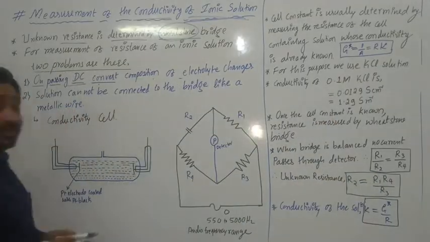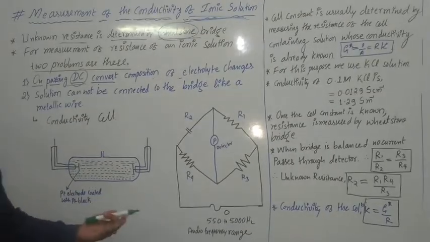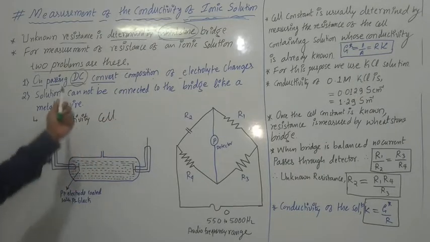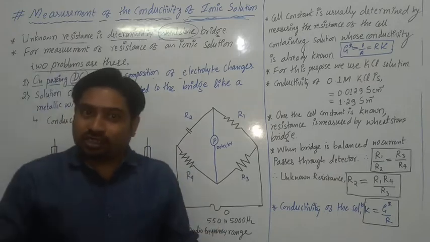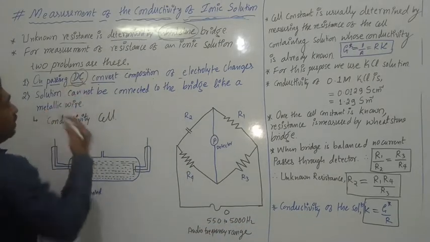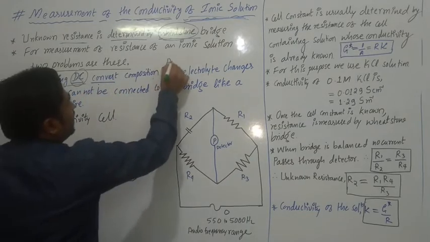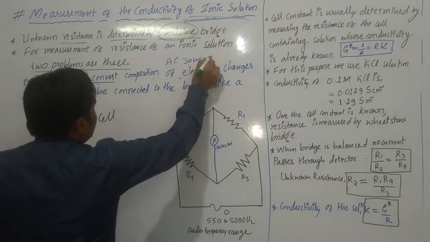That solution is nothing but, instead of using DC current, it is better to use AC current. If I use alternating current in place of direct current, the alternating current does not change the composition. Problem solved. So if DC is used, our composition changes. In the place of DC, if I use an AC source, what happens?